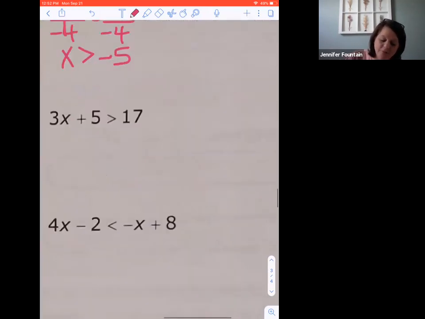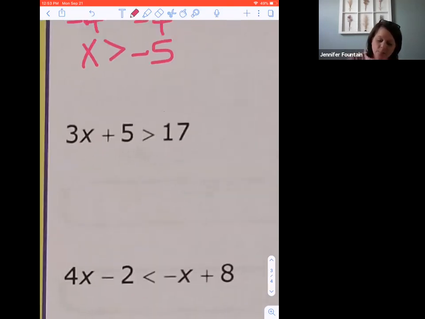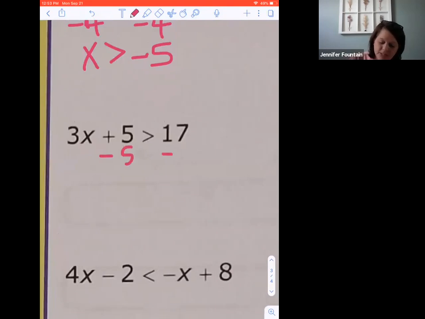Let's look at the next one where I have 3x plus 5 is greater than 17. I'll solve it just like I would an equality. Remember when we have multi-step equations, we are going to want to undo addition and subtraction first, and then undo multiplication and or division. So in this problem, we can see that we have an addition part of it. So we're going to undo addition using subtraction. So I'm going to subtract 5 from each side. So I have 3x is greater than 17 minus 5 is 12.